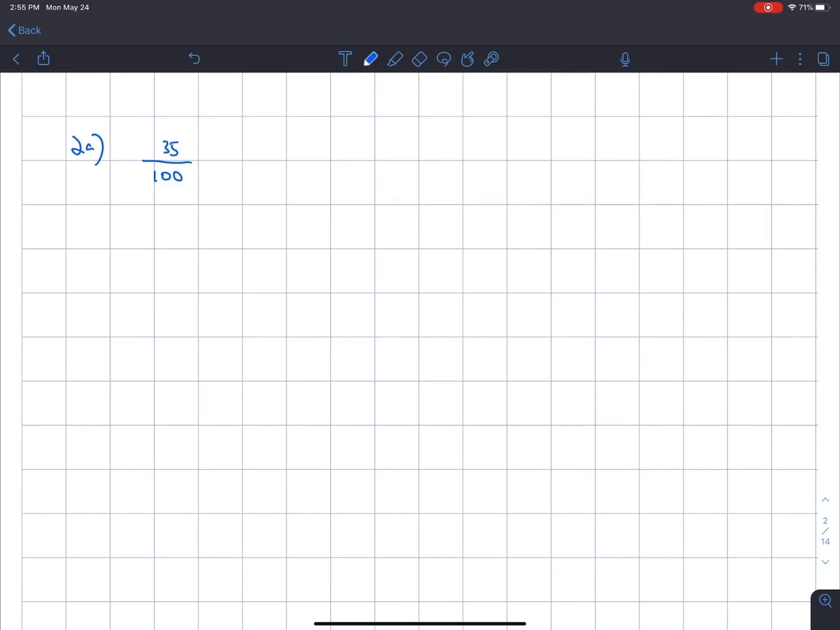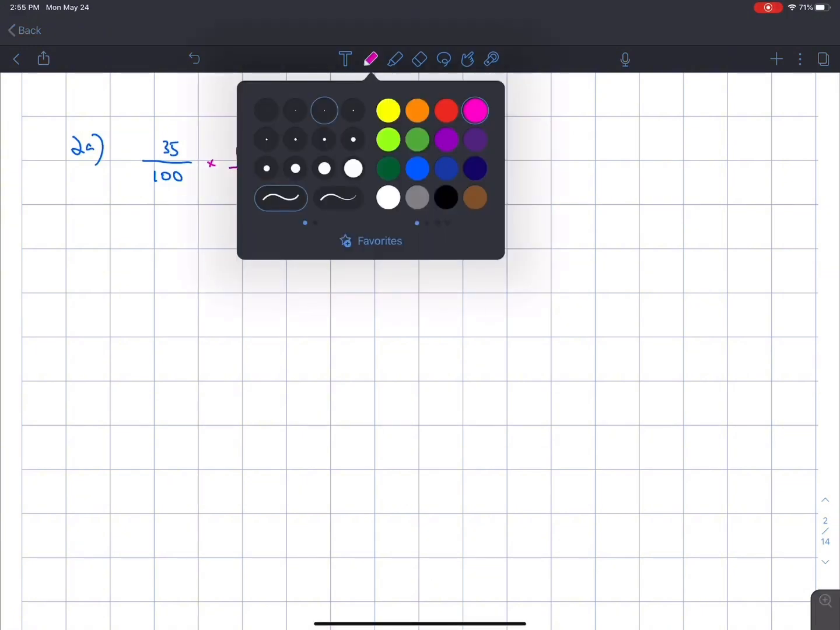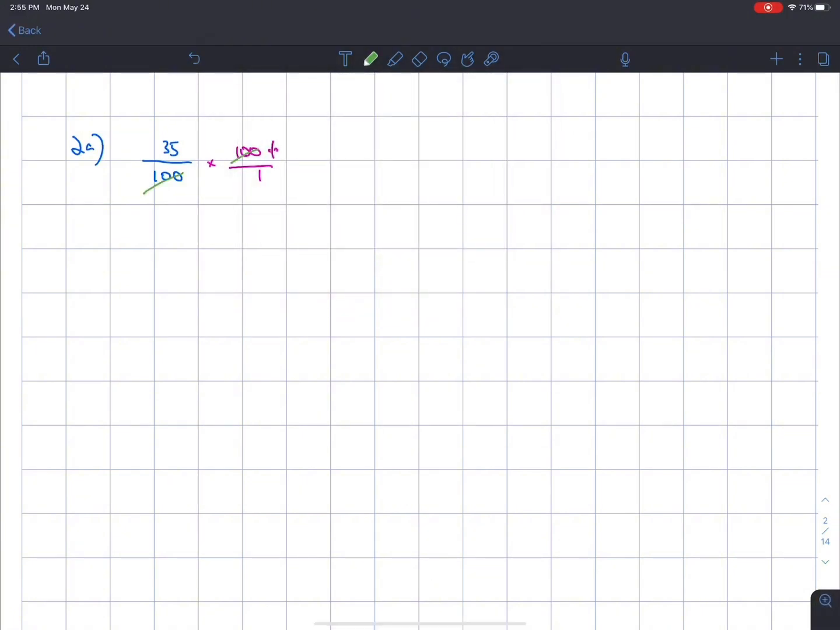And to change something into a percentage, we just multiply by 100%, right? I can put it over 1, and the 100 get crossed out nicely. We can divide both of them by 100, so they both become 1. So our answer is just 35% for A. B.